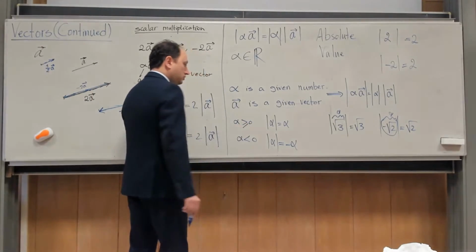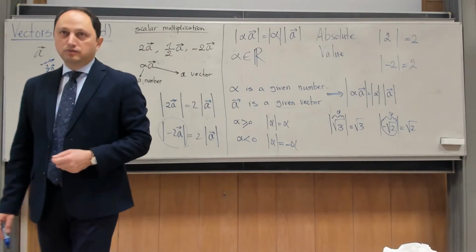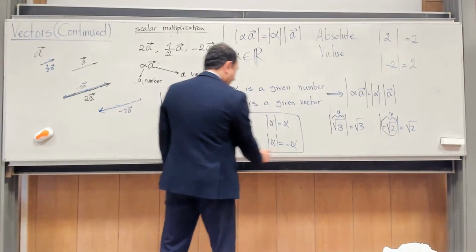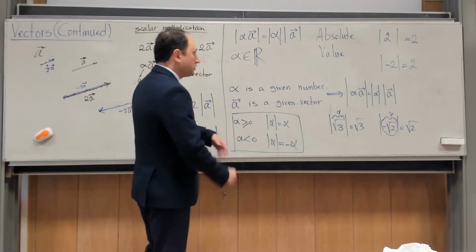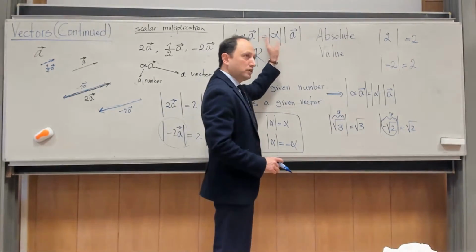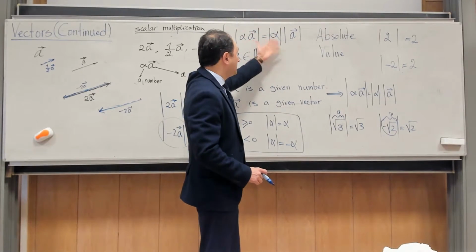Even if alpha is 0, the absolute value of 0, what is the absolute value of 0? What's the magnitude of 0? 0 itself. So this is a little bit more advanced definition of absolute value. I don't want to spend more time on it because this one is not in your book. But I want you to understand when you write something in formulas, how you need to read the formula.